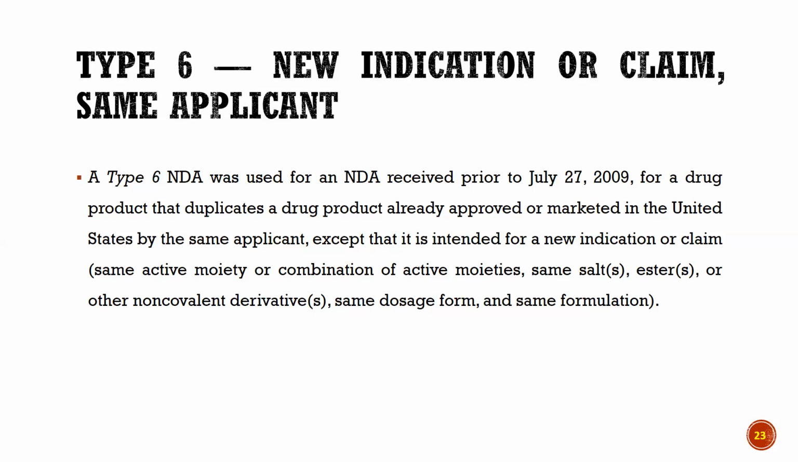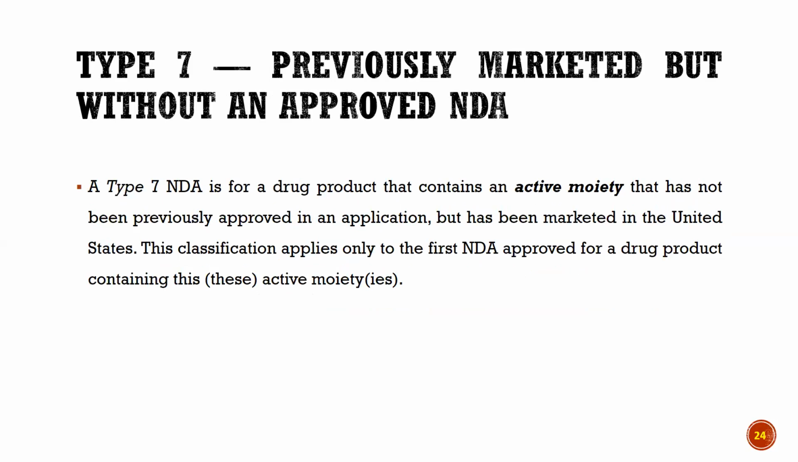So type 7 talks about the previously marketed but without an approved NDA. A type 7 NDA is for the drug product that contains an active moiety that has not been previously approved in an application but has been marketed in the United States. This classification applies only to the first NDA approved for the drug product containing these active moieties. Like it is previously marketed but without an approved NDA.